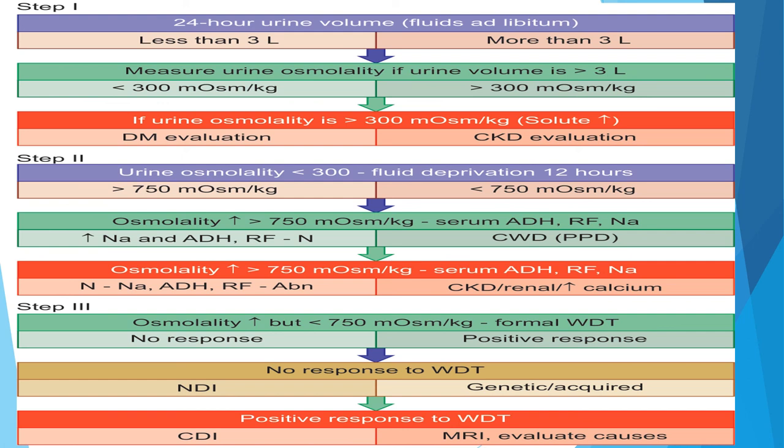And in the case of primary polydipsia, on the fluid deprivation, urine osmolarity rises to more than 750 milliosmoles per kg. Whereas in the case of diabetes insipidus, urine osmolarity doesn't rise. And then we give exogenous vasopressin. And if it responds to exogenous vasopressin, it is central diabetes insipidus. And if it's not responding, it is nephrogenic diabetes insipidus. So after that, we should search for the possible cause of diabetes insipidus, whether it is nephrogenic or central. It might also need imaging like MRI in the case of the central one.